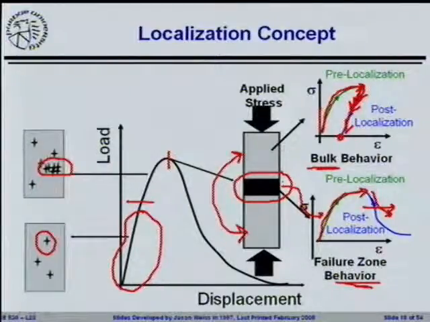So all of the energy is being consumed in this black region. What's interesting about this is, irrespective of the length of the specimen that's being tested, the same amount of energy is consumed to fail that specimen. So the amount of energy that goes into the failing of the specimen is really dictated by the volume of this localized region rather than the volume of the overall specimen.